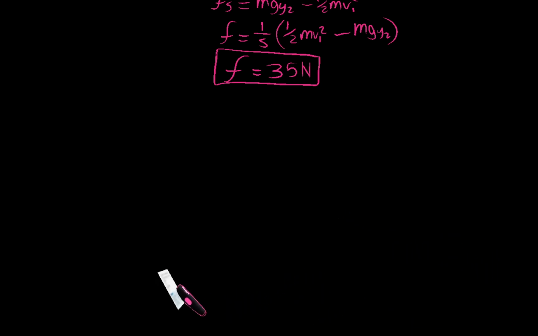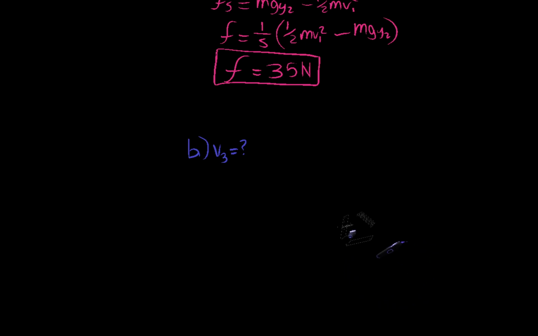So now we're solving for V3, because at the bottom of the ramp, after it's gone up and then back down, that's point 3, as we labeled it on our picture. So for part B, V3 is equal to something, right?